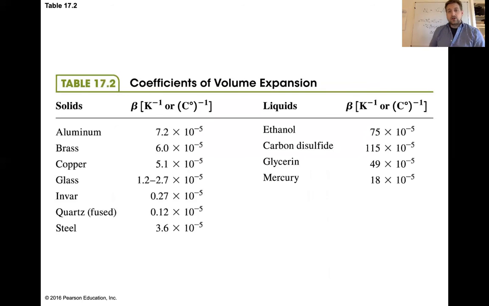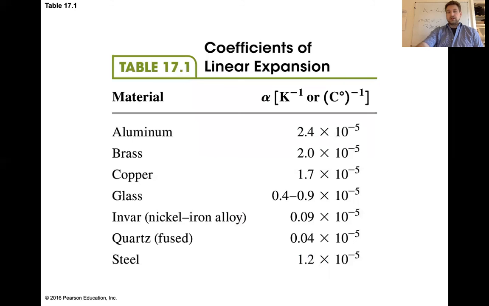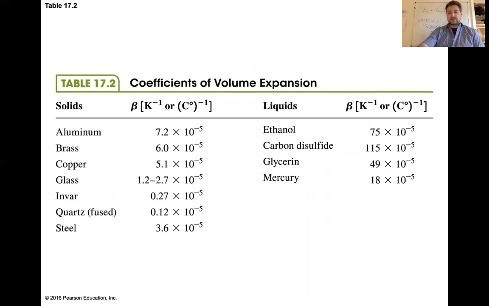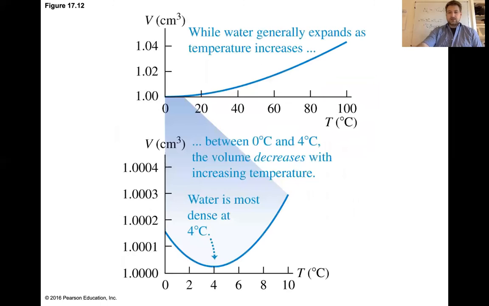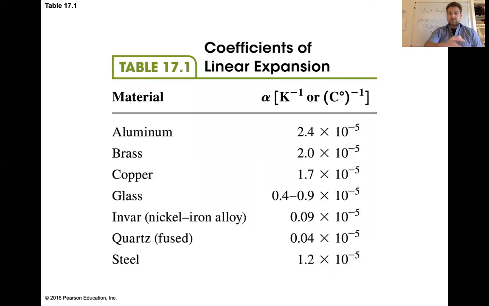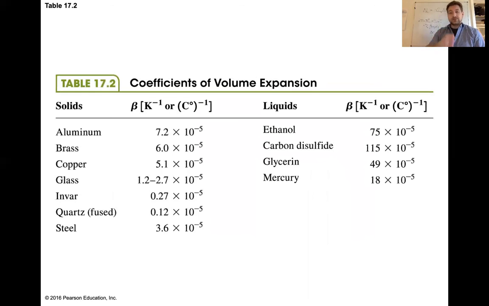And there's the coefficients of volume expansion, and we can see that aluminum is 7.2, 3 times 2.4; brass times 3 gets us 6; copper 5.1 gets us back to 1.7 when we divide by 3. So the table agrees absolutely with our factor of 3 that we ended up with a second ago.